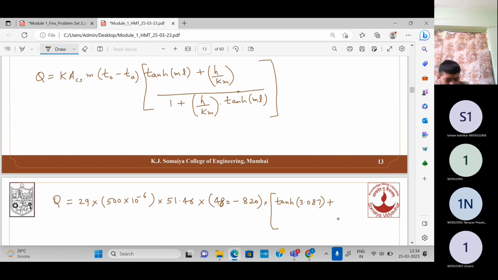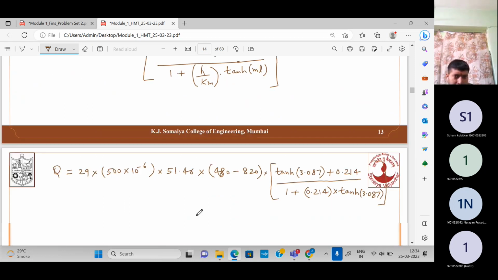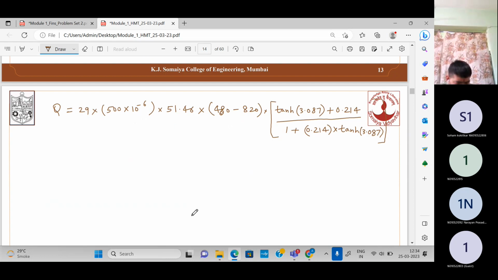plus h by km, whose value was 0.214, divided by 1 plus h by km, that is 0.214, into tanh ml. So tanh ml is 3.087. Okay, so we have put in all the values.